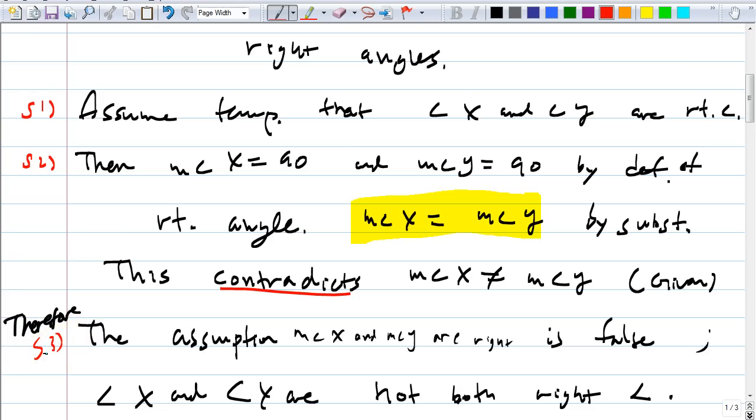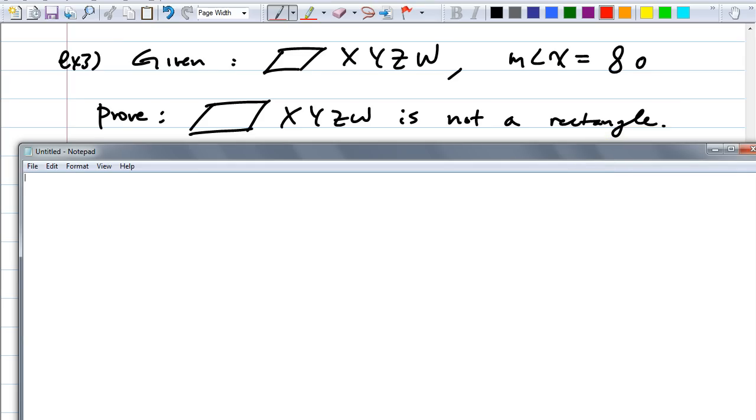Do you guys get the idea? Yes. Let's do one last one. Alright, try this example now. Next one. It says parallelogram XYZW. That's what you have, and the measure of angle X is 80. Prove that parallelogram XYZW is not a rectangle using proof by contradiction. Go ahead, everybody try.